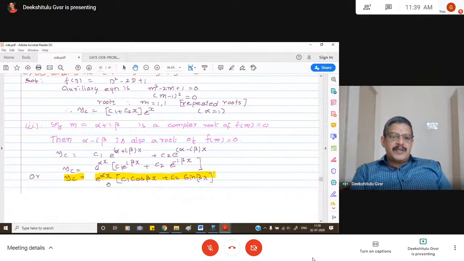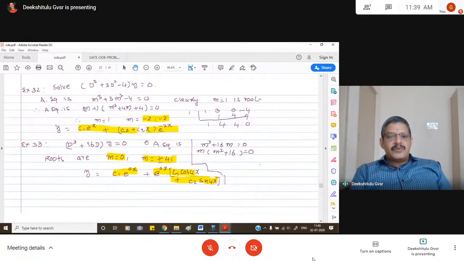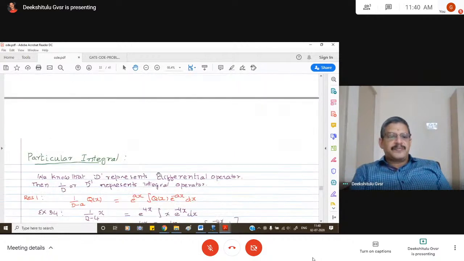Alpha is here like this, e power alpha x. So in our problem, alpha is 0. So this becomes e power 0x into C1 cos beta x plus C2 sin beta x. Beta is 4, so C1 cos 4x plus C2 sin 4x. So sorry, this should be C1, C2, C3: C1 plus C2 cos 4x plus C3 sin 4x.